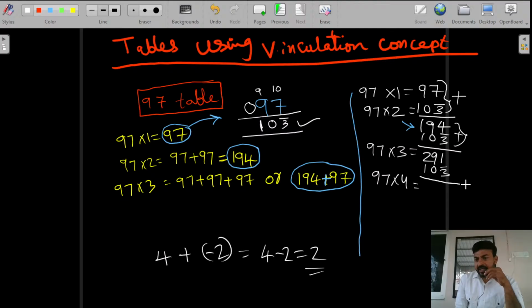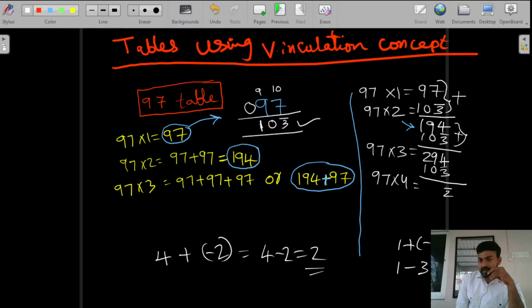Now you add the vinculated form of 97 again. Here 1 minus 3 is bar 2. Remember, you are adding 1 plus minus 3. Both are the same. Adding one positive number and one negative number becomes subtraction. So 1 minus 3 equals minus 2. In Vedic maths we call it bar 2.